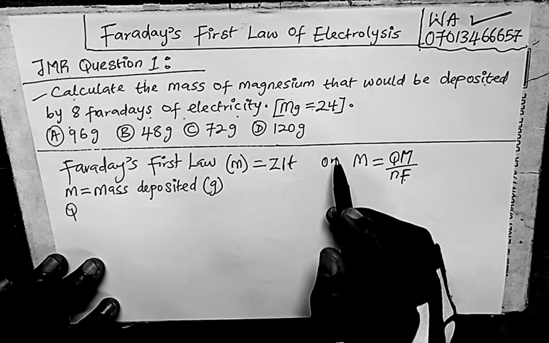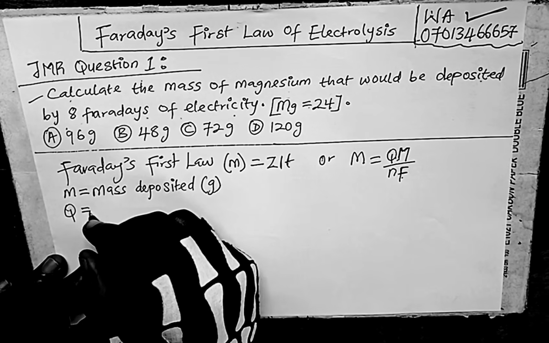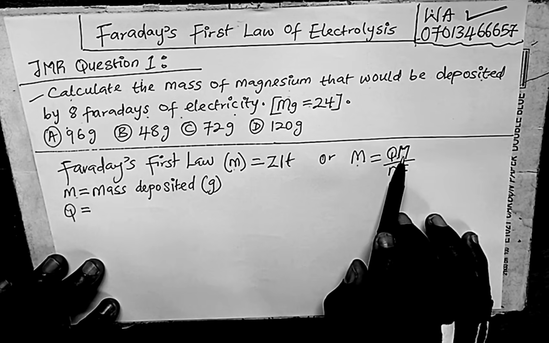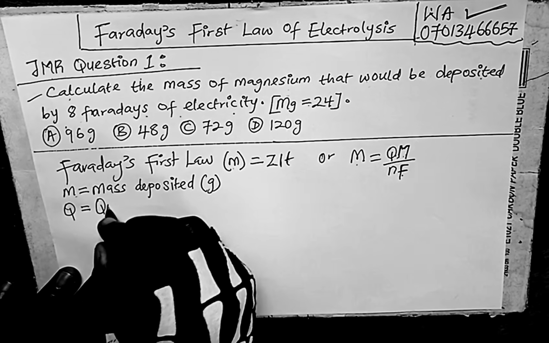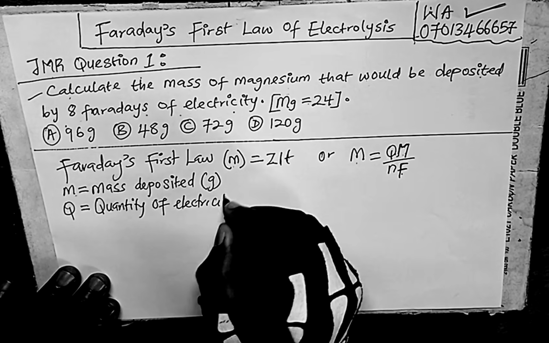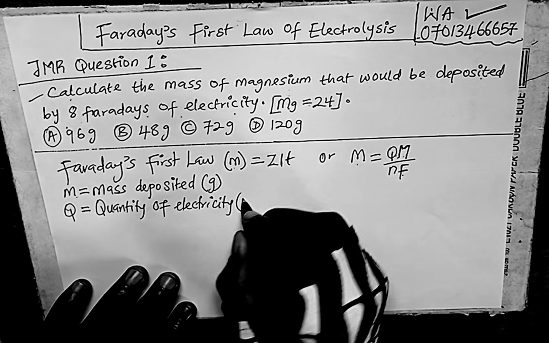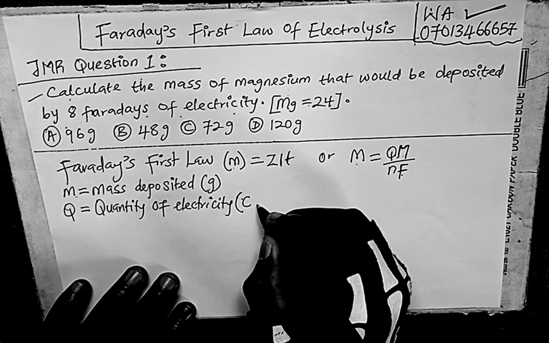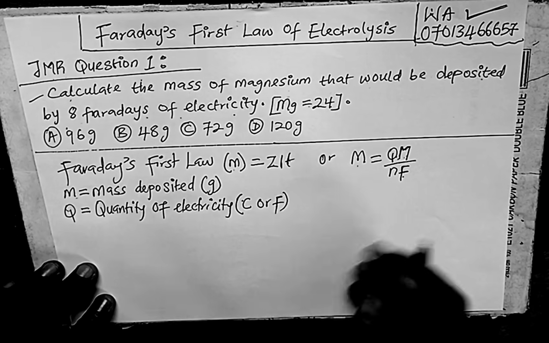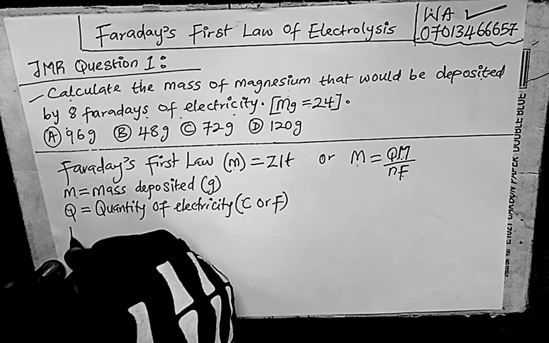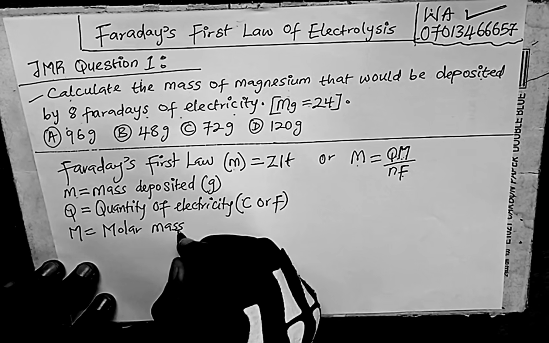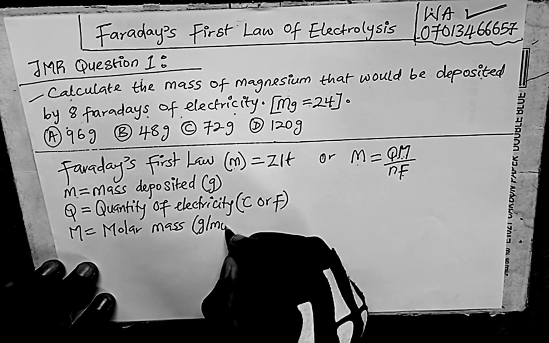Remember we have two types of M: capital letter M and small letter m. Small letter m is the mass, while capital letter M is the molar mass. Q is the quantity of electricity you pass through the electrolytic system, usually represented in C or F. C is coulomb, or Faraday. Then M is the molar mass, usually represented in gram per mole.